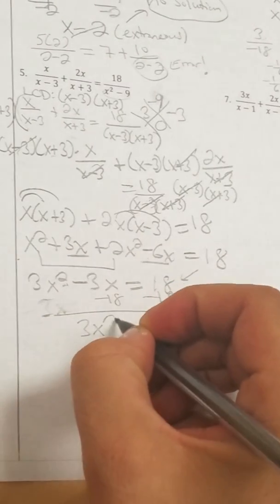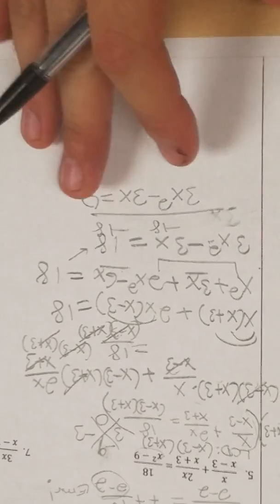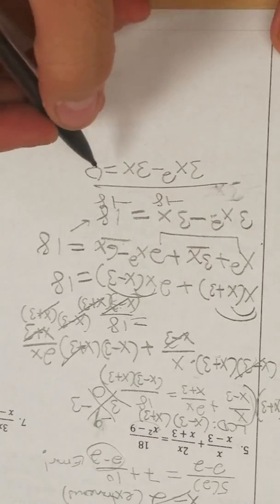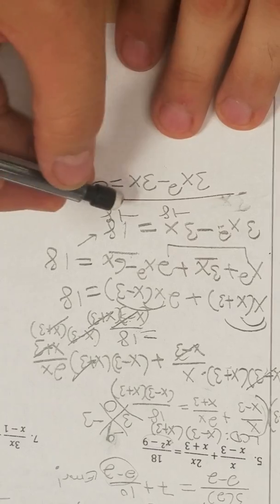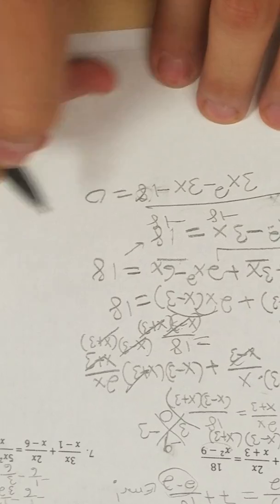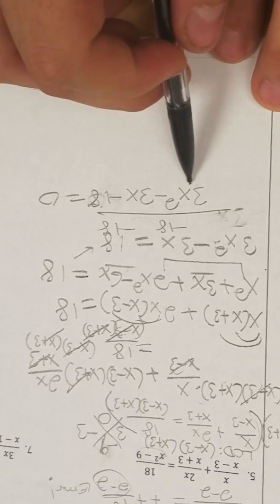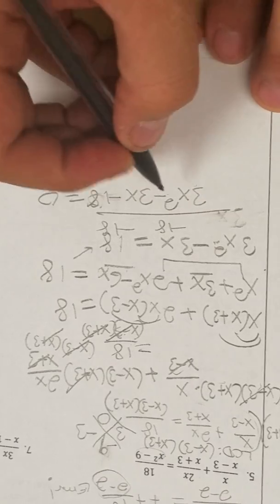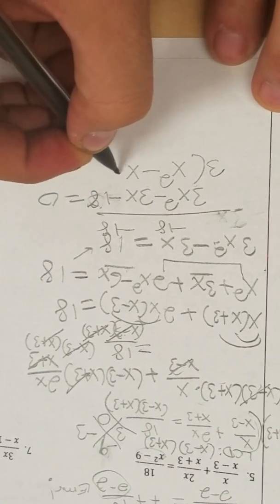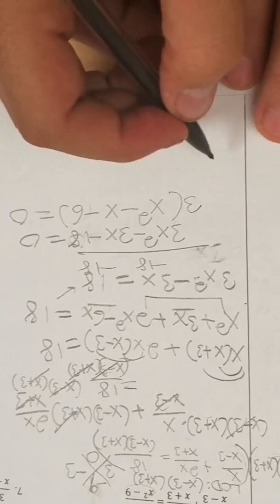So this will be 3x squared minus 3x minus 18 equals 0. We forgot to include the negative 18 here. Now we need to pull out a common factor. It looks like I can pull out a 3. So instead of doing the AC method, let's pull out a 3. If you do, you get x squared minus x minus 6. Now we can factor this using the x table.